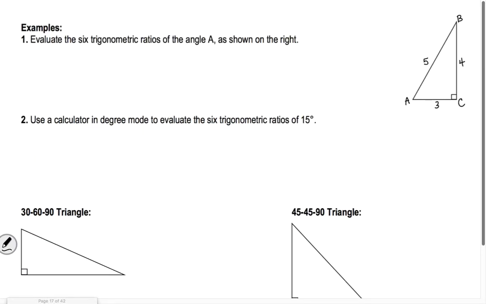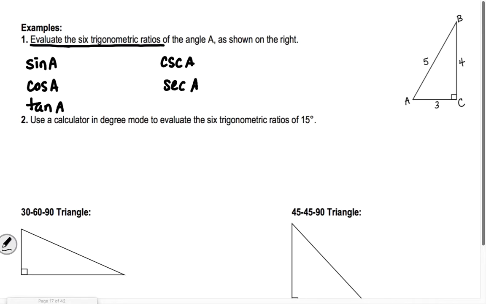All right, so it says evaluate the 6 trigonometric ratios. Whenever it says that, it means we want to find sine first, then cosine, tangent, and then their reciprocals: cosecant, secant, and cotangent. And it uses the word ratios, so it's okay to have fractions. We're going to leave them as fractions.